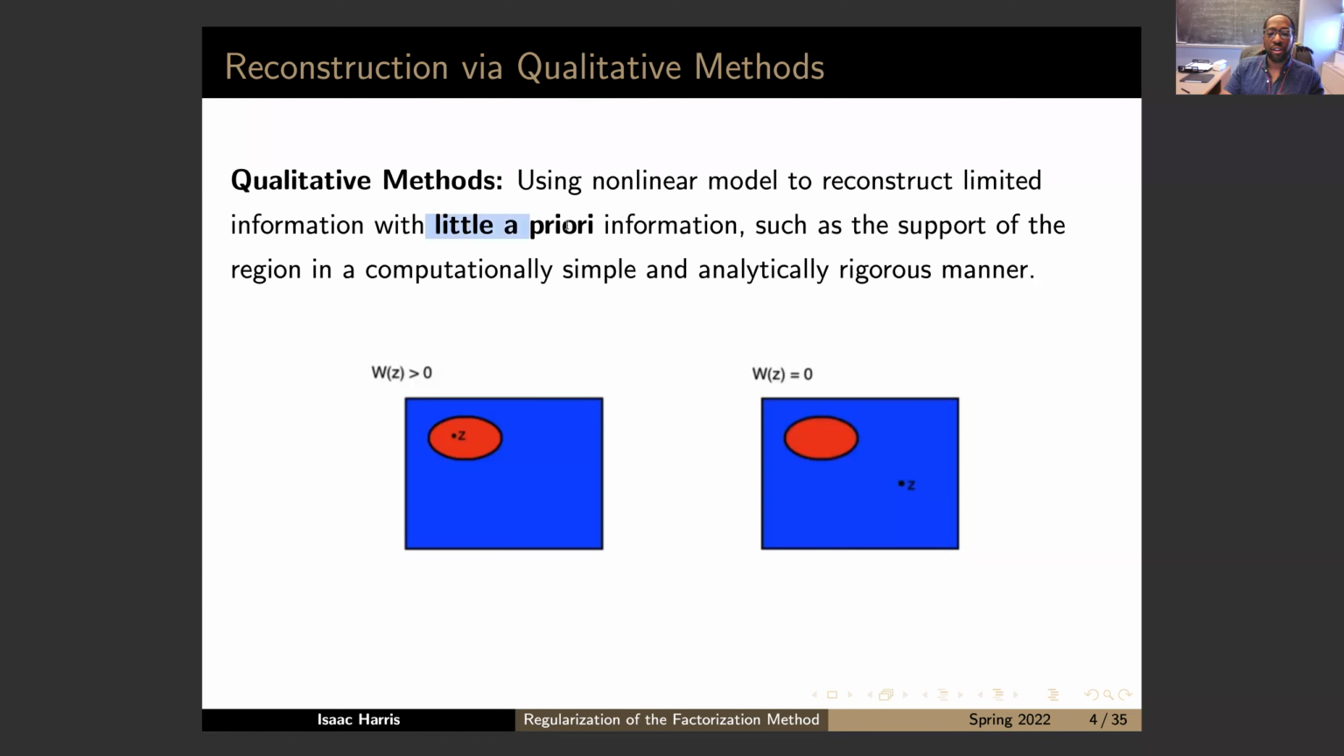What you want to do is try to recover these with little a priori information. I don't want to know a lot of information about the region of interest. The way I'm going to do that is by constructing a function W that has an indicator function property: it will be positive inside the region of interest and will be 0 outside the region of interest. We're going to compute this function W using that fully nonlinear model. So it won't be any linearization, but we will be able to get this function W from the data that we have. And we want to do this in a way that's computationally fairly simple and analytically rigorous.